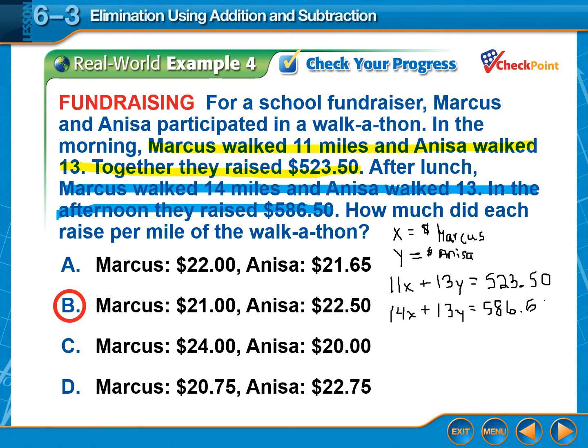And looking at these two equations here, I notice that Anissa walked the same amount in the morning and afternoon, 13y, which tells me that this would be a good way to use subtraction in order to eliminate those two variables. So when I do that, when I subtract everything here, what is that going to do for me?